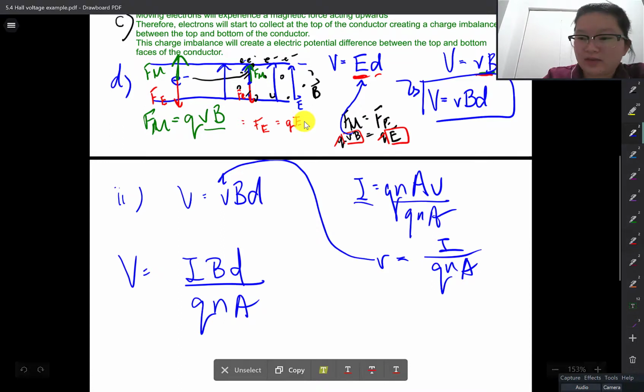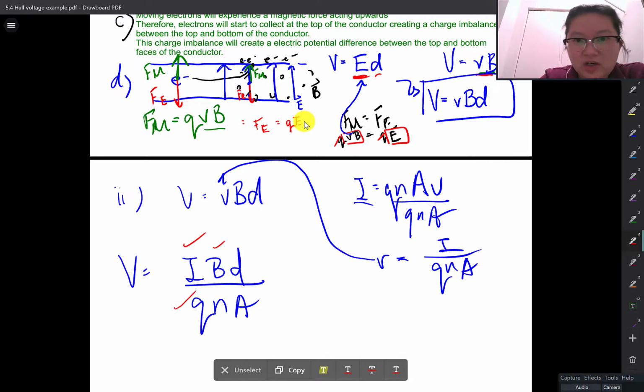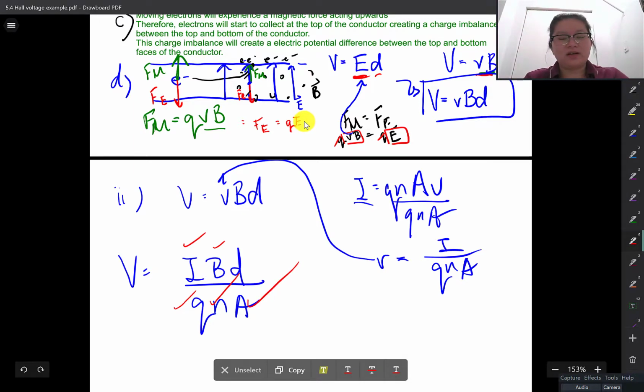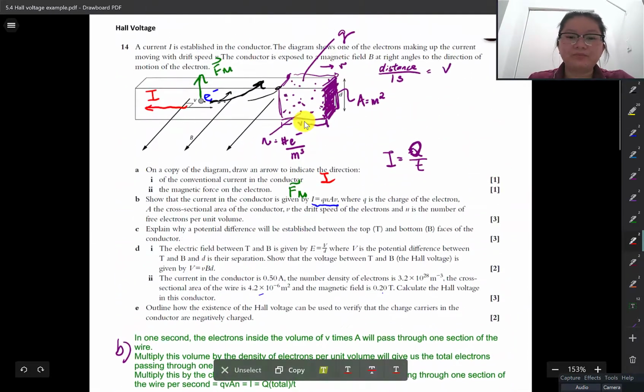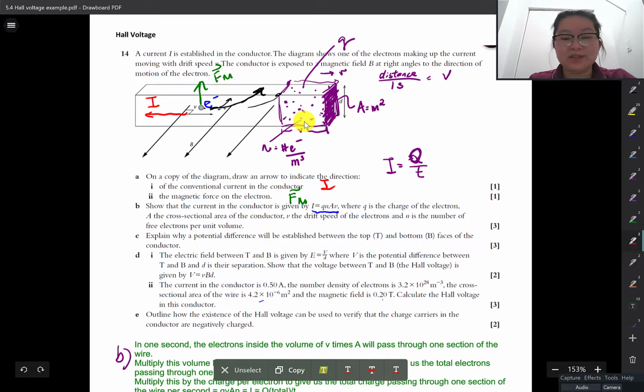So I think we're provided with everything. We're provided with the current, the magnetic field, the charge, the charges are just electrons, the density, the cross-sectional area. We're just not provided with d, okay? So if you're absolutely stuck, when I first saw this, I wish this question made a little bit clearer the geometry of this conductor.